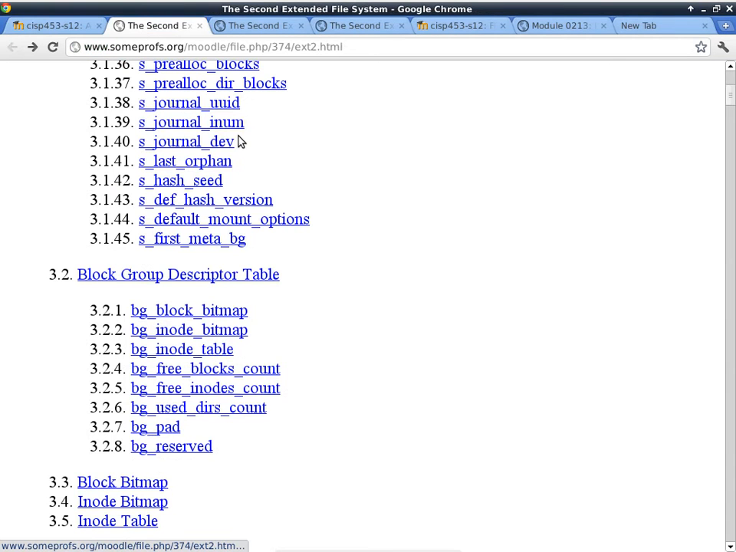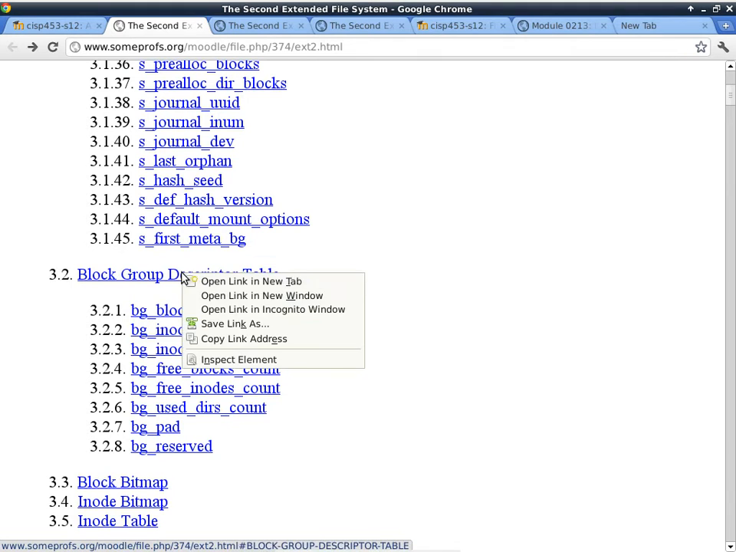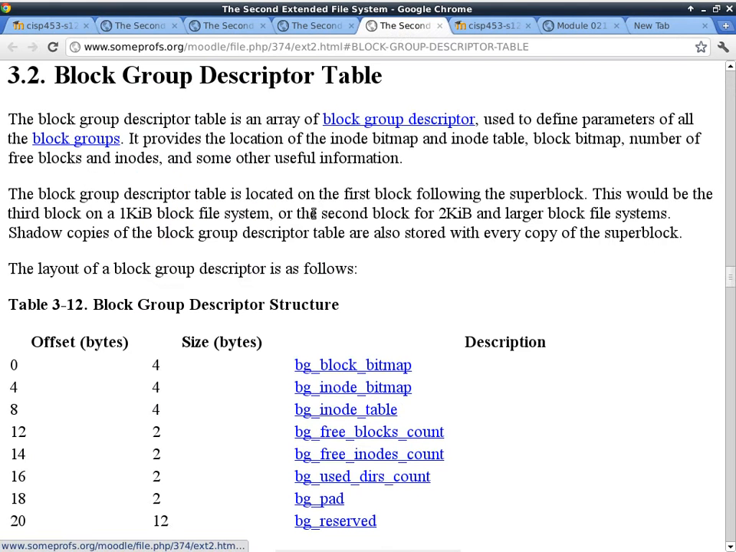Okay, so in our other slide, we will take a look at the block group descriptor table and the structure of that. This is the block group descriptor table. It is an array of block group descriptors, each one describing the parameters of a single block group. It provides the location of the inode bitmap and the inode table. We'll look at each entry and find out what exactly they do.